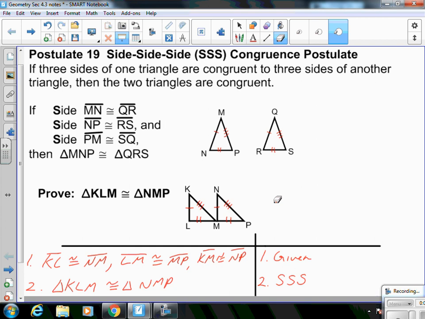Like I said, that's about as easy as it gets. The given, and then it's proven. Anybody still copying? Move forward.